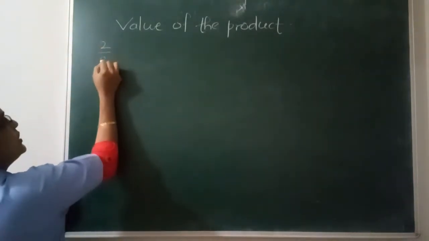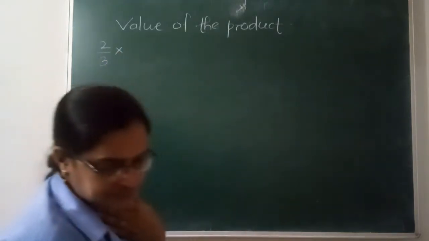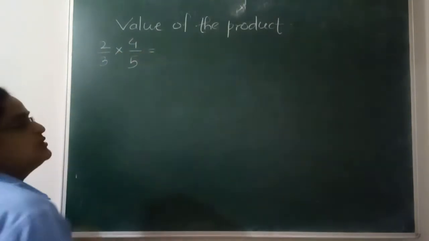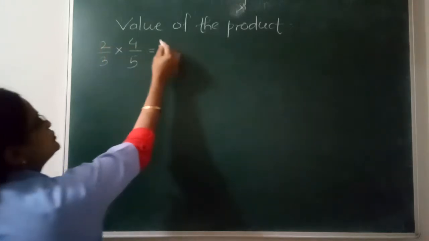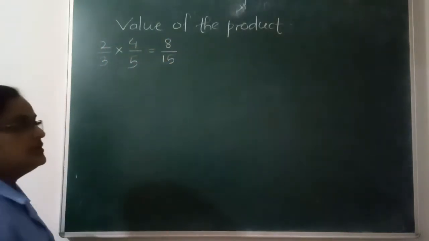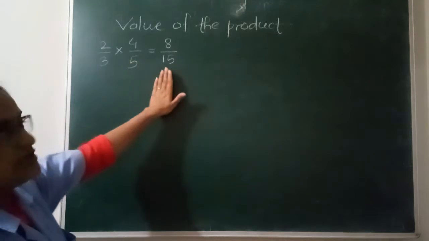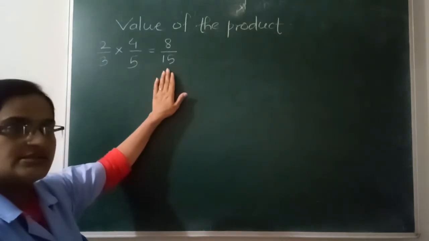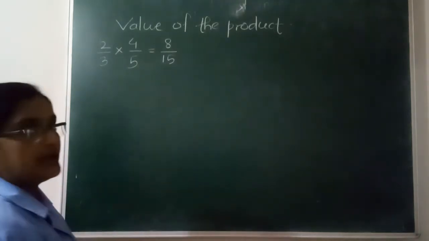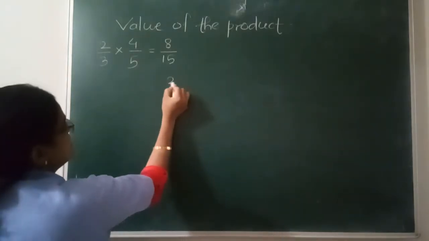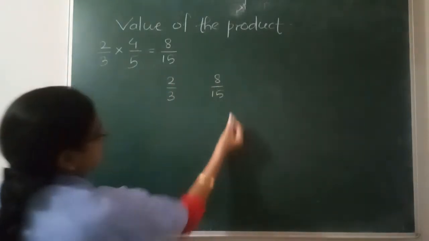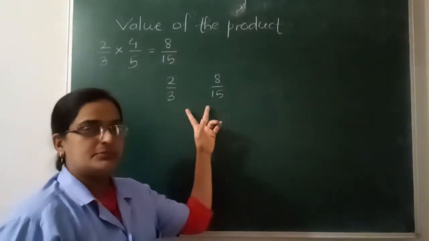See, 2 upon 3 into 4 upon 5, if I consider this. What is this product? Now I know 4 2s are 8 and 5 3s are 15. Now, with reference to each of these fractions, how is the value of the product? Means what am I going to compare? See, if I consider the fraction 2 upon 3 and 8 upon 15, now I want to compare them.